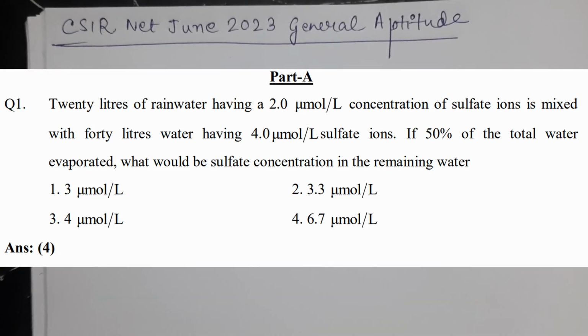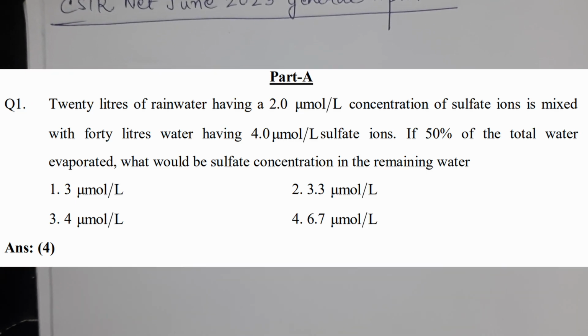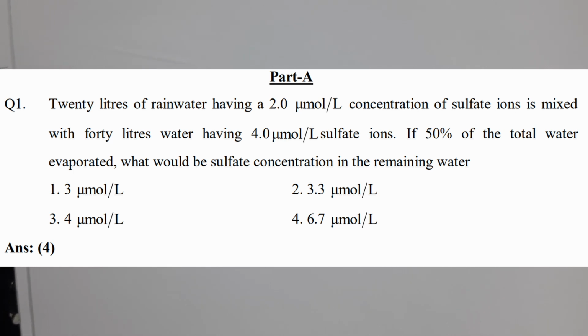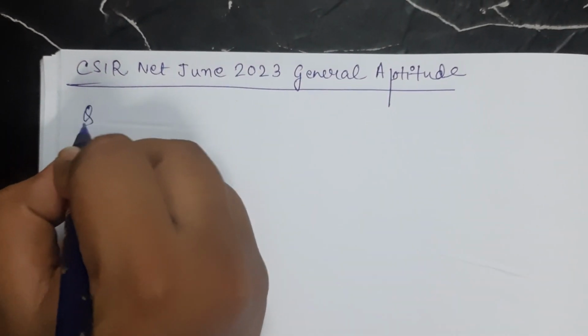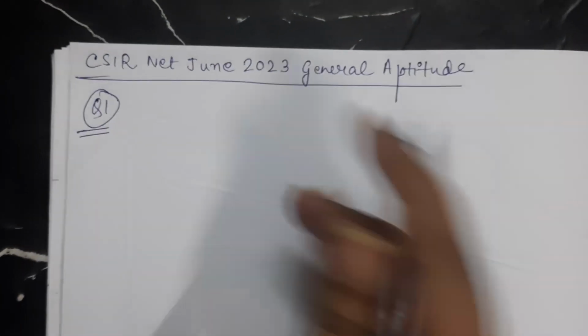So I hope you can see the first question on screen. The question says 20 liters of rainwater having a 2 millimole per liter concentration of sulfate ions is mixed with 40 liters of rainwater having 4.0 millimole per liter sulfate ions. Now if 50% of the total water after mixing is evaporated, what would be the sulfate concentration in the remaining water? So you have to do this question like this. Question number 1 of the general aptitude of June 2023 paper.